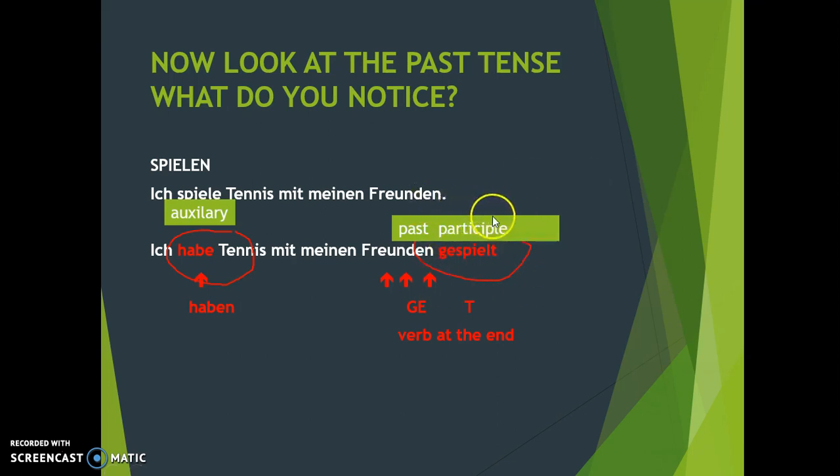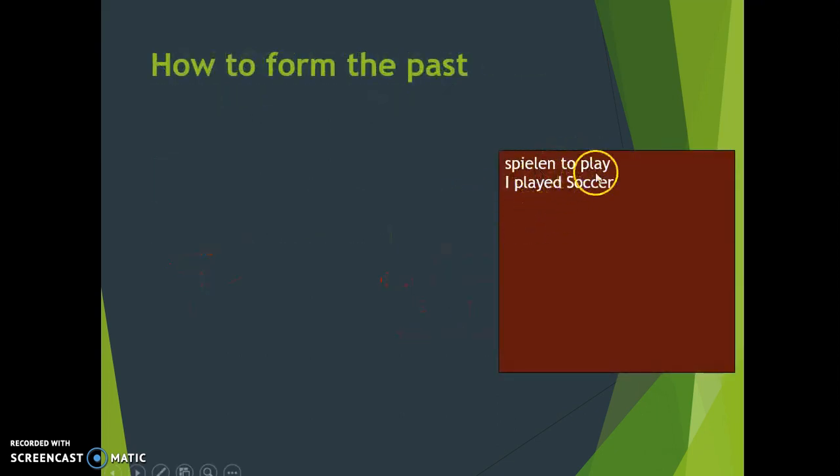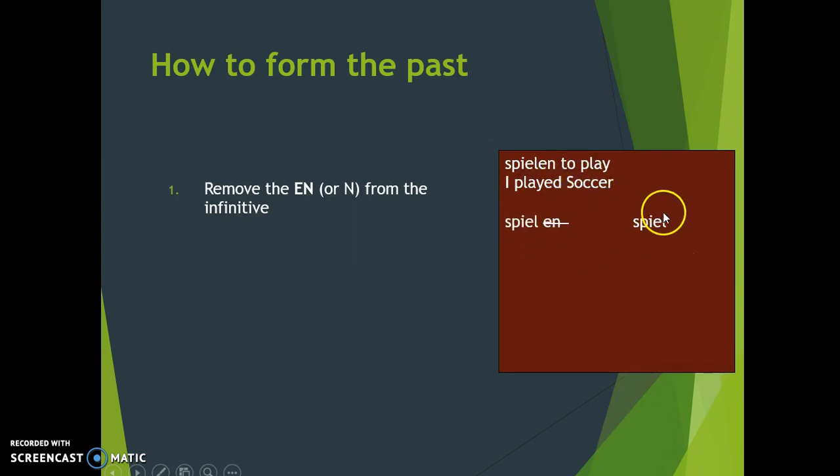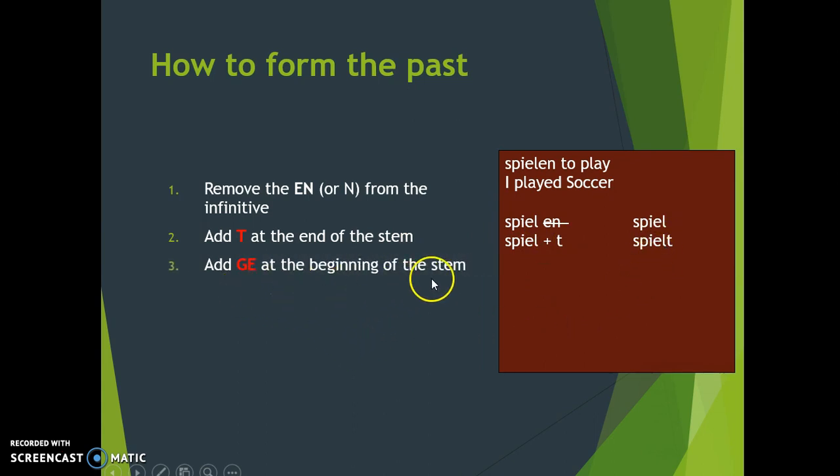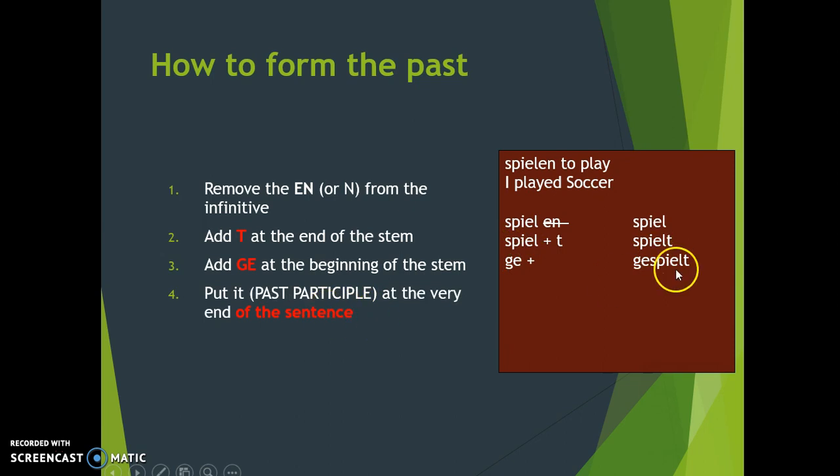Awesome. All right, how do we form this past participle? Let's look at the verb spielen. I play soccer. Let's put that in the past tense. So take the verb spielen and remove the EN to give us the stem. There's your good old stem. Then I need you to add T at the end of the stem. Ta-da! Spiel plus T equals spielt. Add GE at the beginning of the stem, which is here, gespielt, and then put it at the very end of the sentence like we saw in the examples. Now, the sentence is I played soccer, so ich Fußball gespielt.